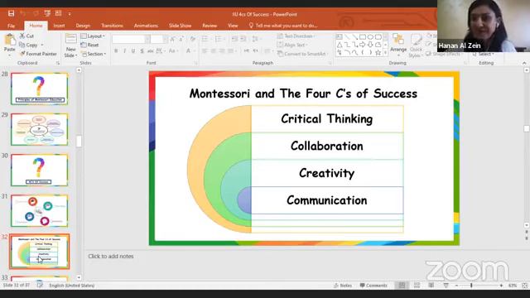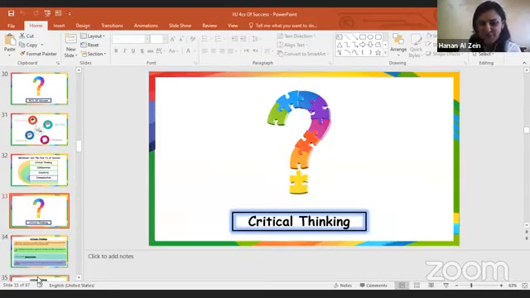How are we fostering this activity throughout our days nowadays? What do you think? Actually, when we say critical thinking, we mean that students are able to think critically, to solve their problems, to analyze things all around them, to think outside the box, to find their own solutions. And this is what is really highlighted in Montessori.